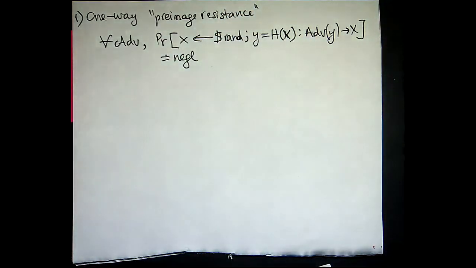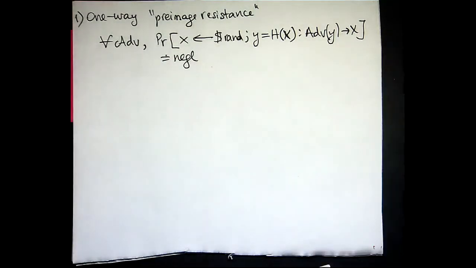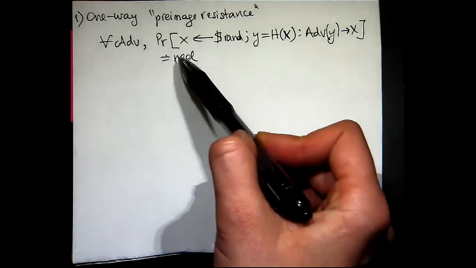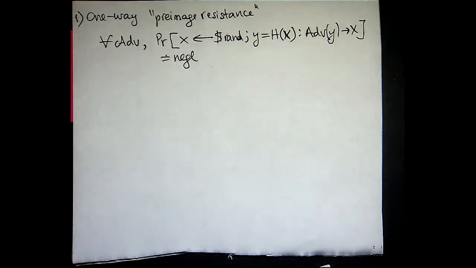So a few questions here. One is, why did I say negligible and not 1/2 plus negligible as in IND-CPA? Any ideas? Why negligible instead of 1/2 plus negligible, as in the case of IND-CPA? Why am I not okay with 1/2 plus negligible here?